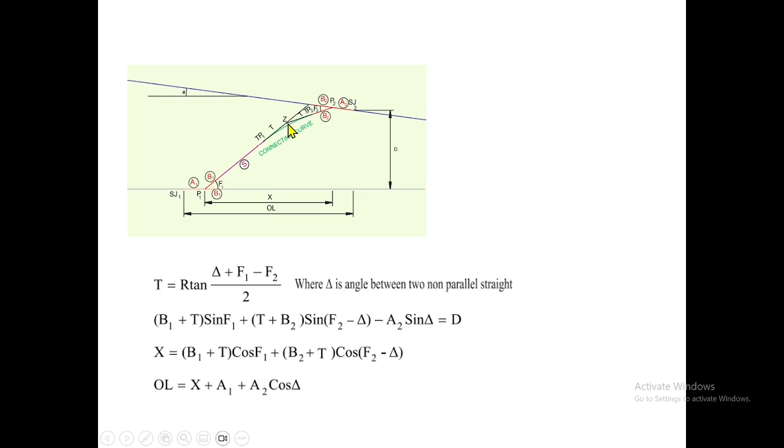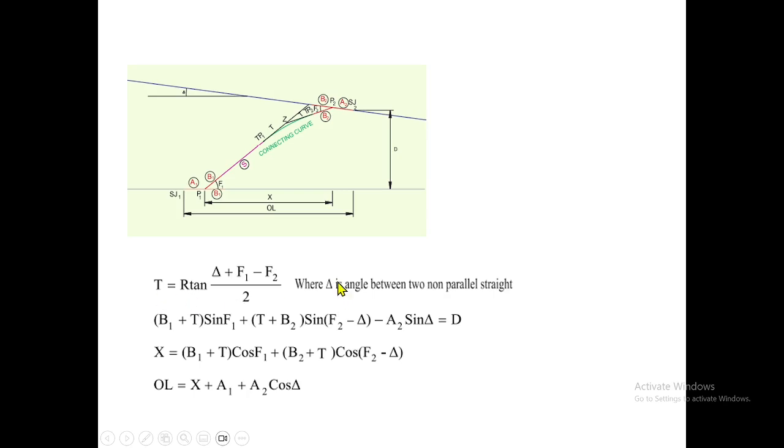So from there you can find out the tangent length. First let us make an equation for tangent length. T equals P times mod tan of (delta plus F1, that means this angle, minus F2, this angle, which is your deflection angle) divided by 2. So tangent length we got it.